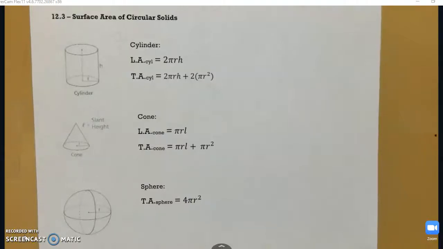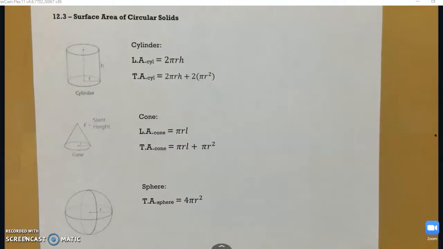We are continuing chapter 12 today, talking about surface area of circular solids, and that's going to be our cylinders, cones, and spheres. And for these, we're given specific formulas for our lateral and total surface area. And so we just need to go over a couple quick things.